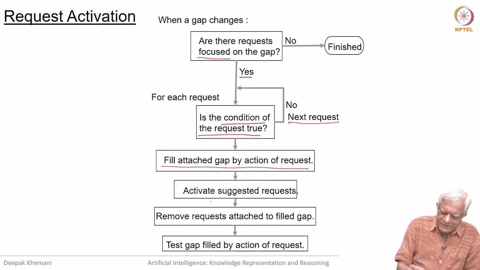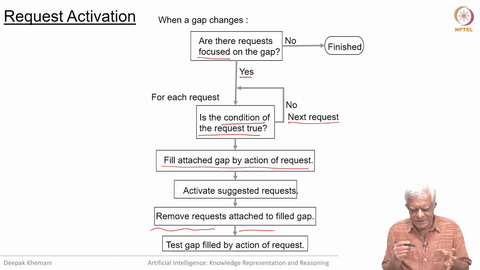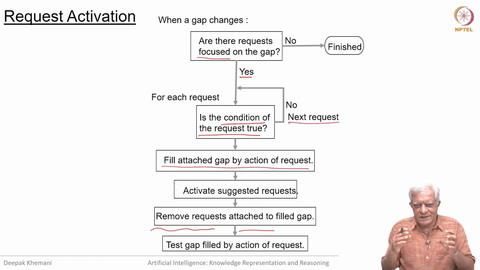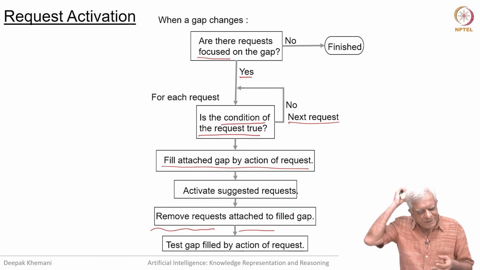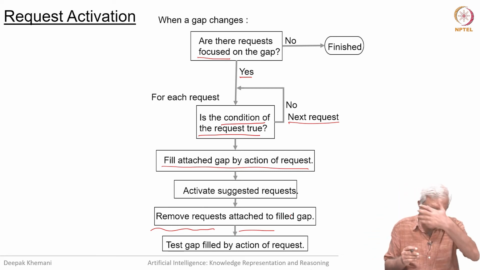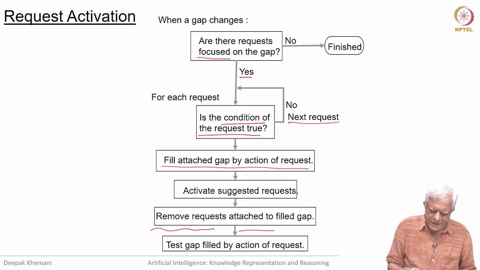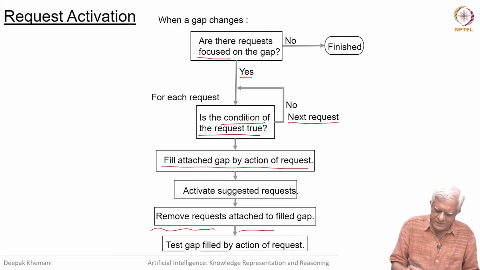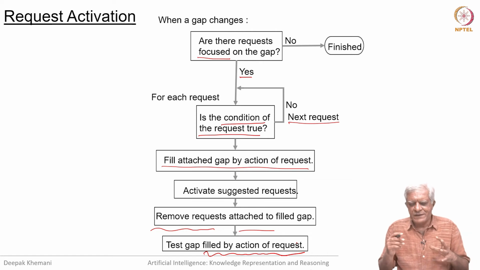Then after having done that, you remove any requests that are attached to the gap that was just filled. So, we started by saying that when a gap changes, then we activated some requests from there, and after that, if there were any requests that were attached to that gap, because the gap is not going to change again, then you remove those requests and move on to the next gap that is filled by the action of the request that was triggered essentially.